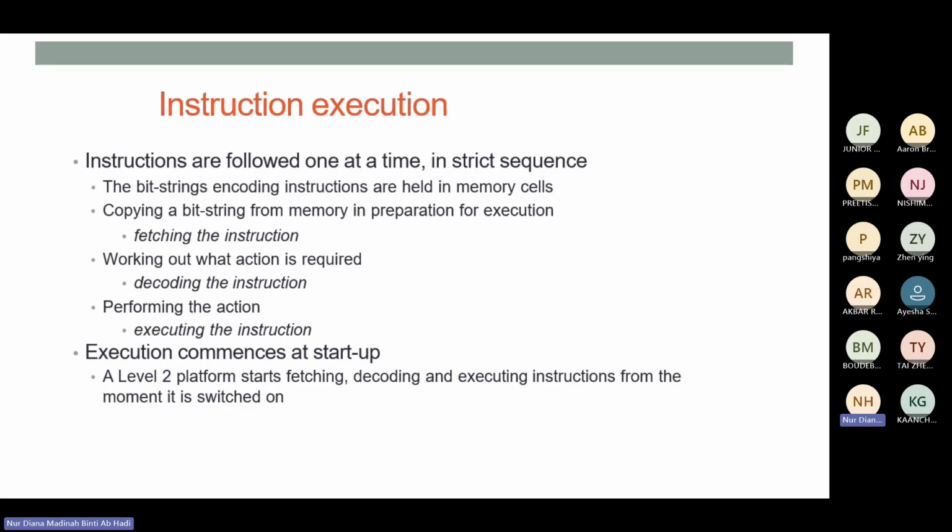Instruction execution: instructions are followed one at a time in a strict sequence. Bit strings encoding instructions are held inside your memory cells. Copying is known as fetch. Working out is known as decode. Performing the action is execute. Execution commences at startup. So your platform level 2 will start with fetch, decode, and execute operations from the moment it is switched on. Okay, so far, do you have any questions?